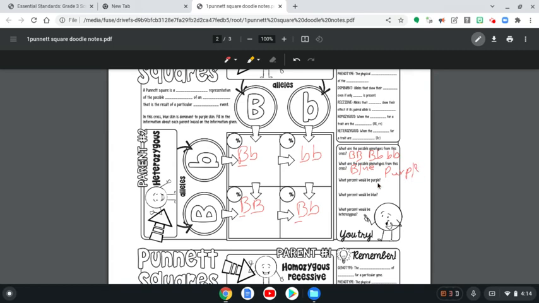All right. What percent would be purple? Again, each of these boxes is 25%. So 25% is going to be purple. What percent would be blue? That would be 75%. What percent is going to be heterozygous? And that is 50%.